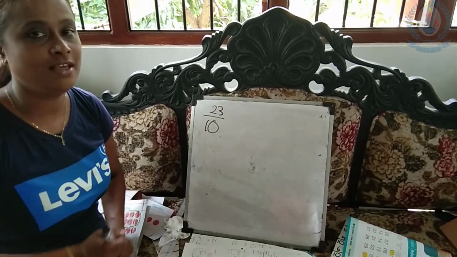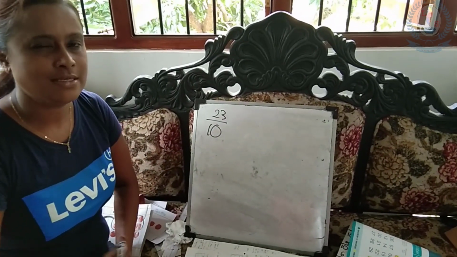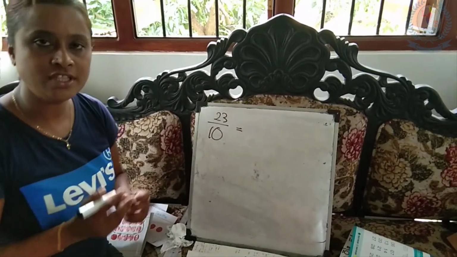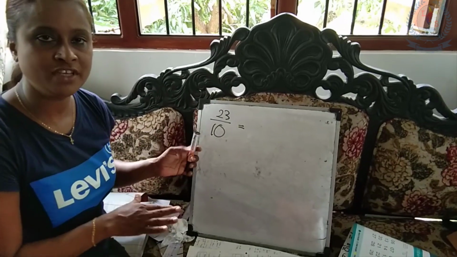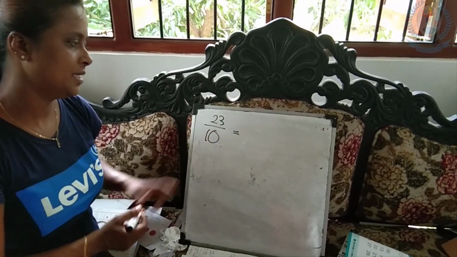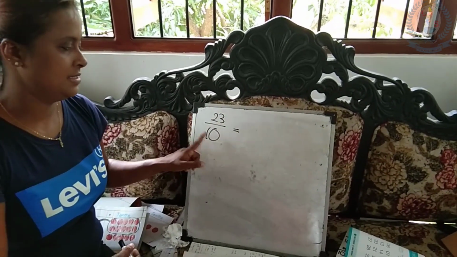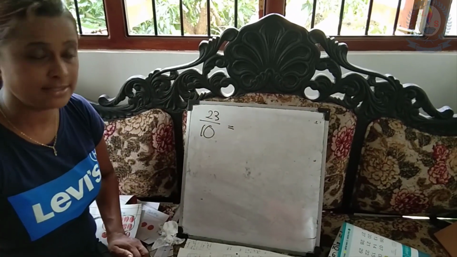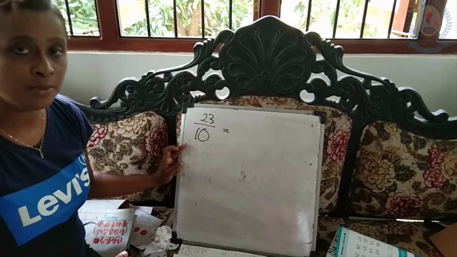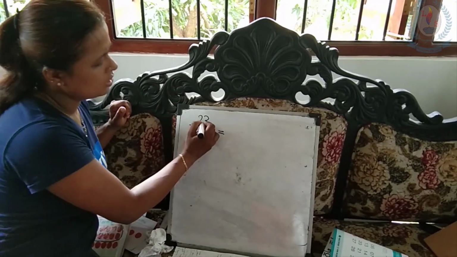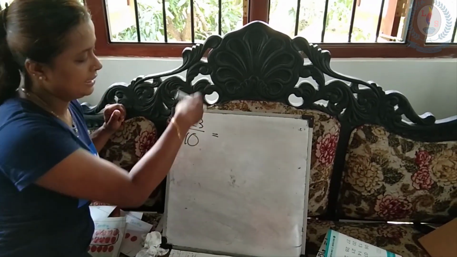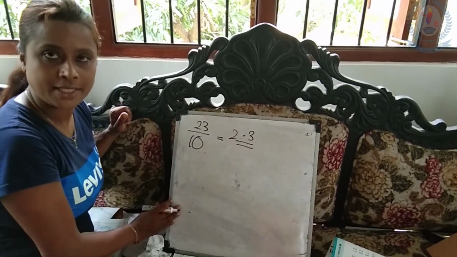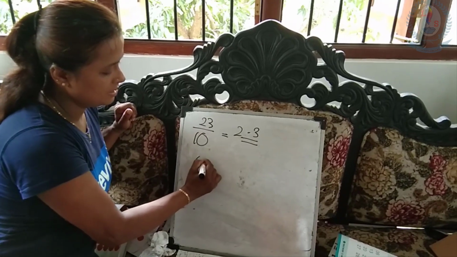Now I will tell you a short method which is a trick. In maths it's very easy for us if we use a few tricks. Now you will know the method, how we regroup it. When the denominator is 10, they are called tens numbers. This is an improper fraction. So we can enter the decimal point between 2 and 3. 2.3.